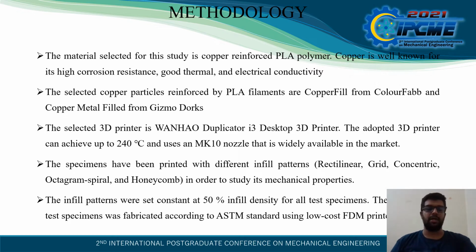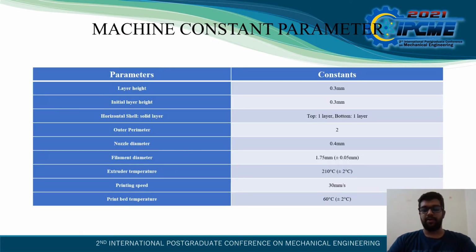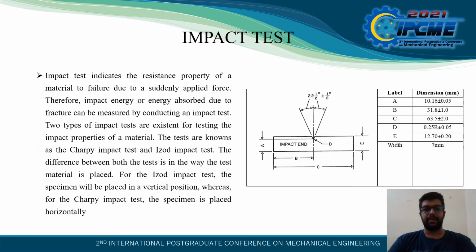The infill percentage of copper with the PLA is also varied, from 15 up to 80 percent. And these are the main parameters which I'm going to use on this machine. The layer height is 0.3 mm, the outer perimeter is 2, the nozzle diameter is 0.4 mm, and the filament diameter is 1.75 mm. The extruder temperature is 210 degrees, the printing speed is 30 mm per second, and the bed temperature is 60 degrees.